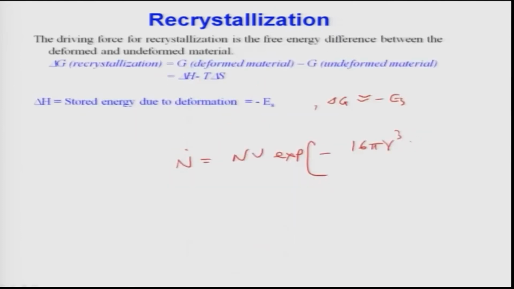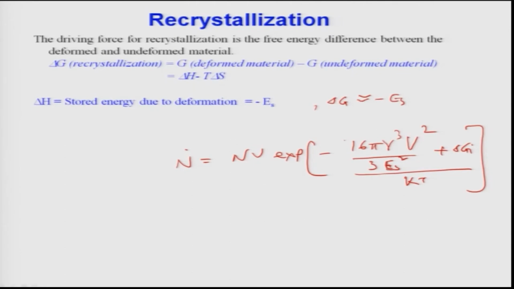V, capital V, is the volume divided by 3 ES square plus delta Gi divided by KT. Let me define all these terms. I have already defined ES. V is the volume, obviously the atomic volume, the volume per atom.